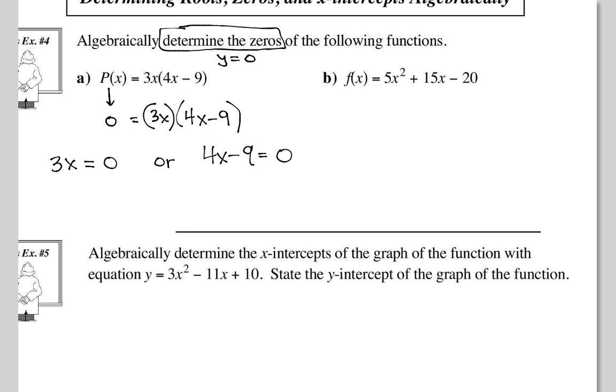So for the first one, you divide by 3. What's 0 groups of 3? There's nothing in 3 groups. How much is in each group? Nothing. Good. Now this one, you throw the 9 to the other side with addition, and then you divide by 4.